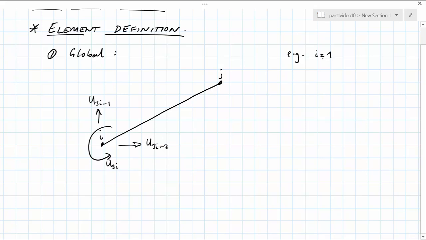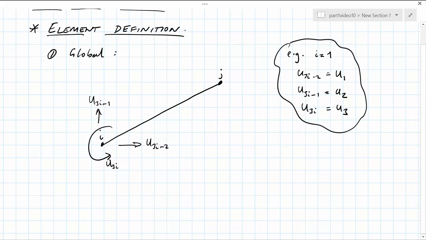So, for example, if node I was to be 1, then U3I minus 2 would be U1, U3I minus 1 would be U2, and U3I would be U3. So it's just an extension of our labelling convention that we've been using for our truss and beam elements.